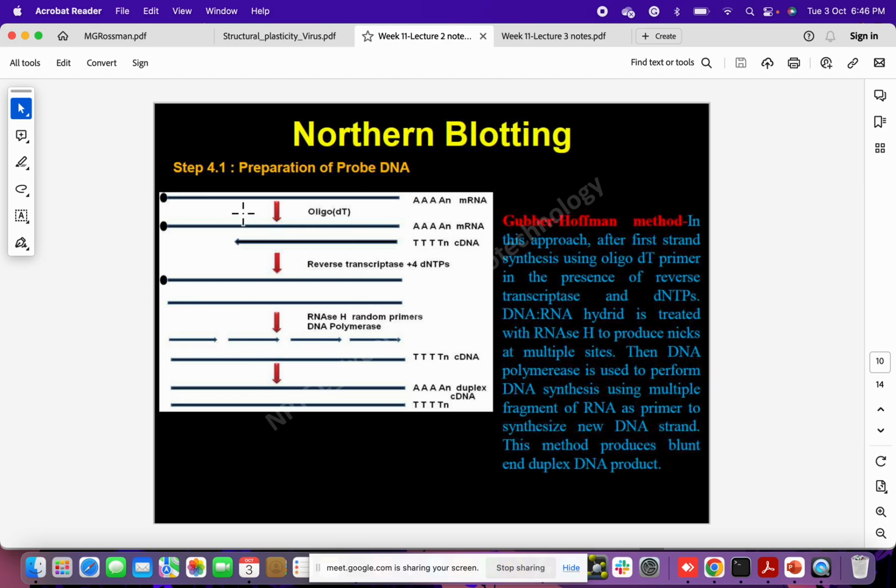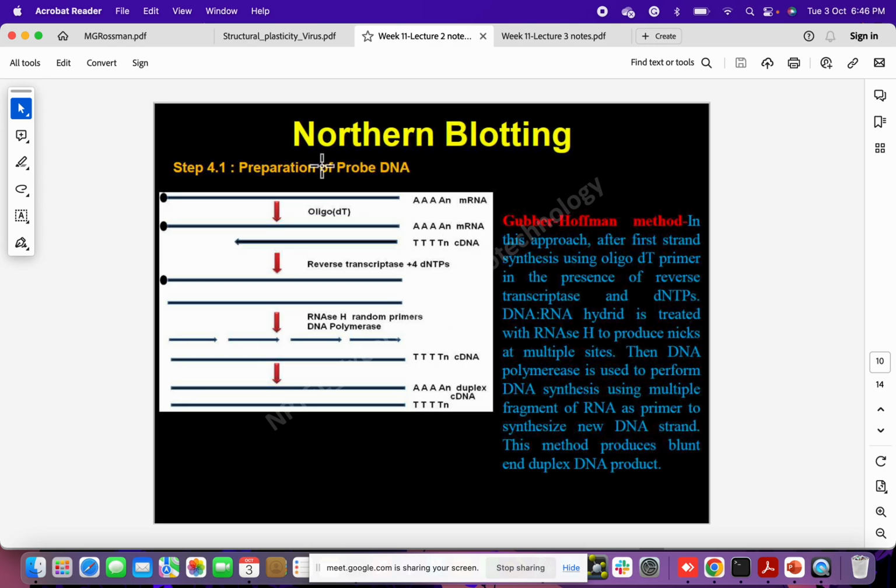Preparation of probe DNA. This is a poly A tail, then oligo dT. So in the oligo dT column, the poly A tail mRNA will get attached, and then what will happen? Reverse transcriptase, and then you add some RNase H, random primers and DNA polymerase. So this is basically the Hoffman method.